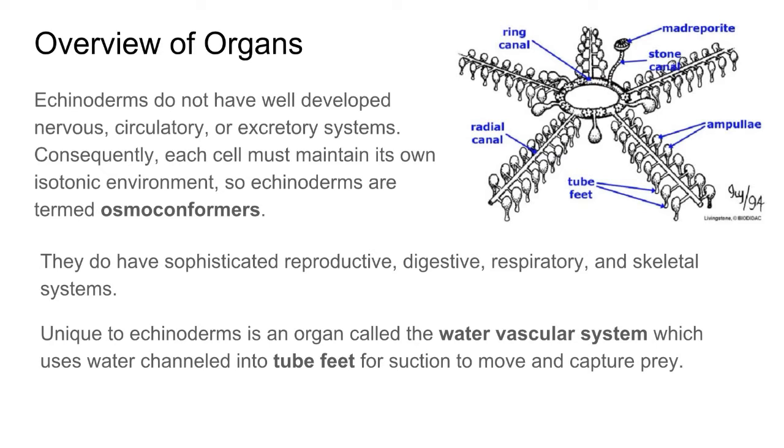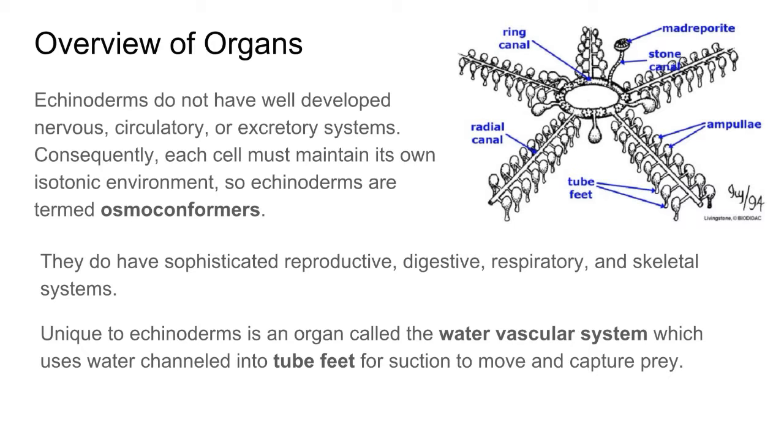And then to give an overview of the organs that we see in echinoderms, the first thing we're going to make a note of is the fact that they don't have a very well-developed circulatory, nervous, or excretory system. And because of this, these cells in echinoderms have to work hard to maintain their own isotonic environment. Isotonic refers to the concentration of a particular solute, and the consequences of not maintaining an isotonic environment would be having a cell shrivel or burst. So if you took a red blood cell, for instance, and stuck that in fresh water, because that's a hypotonic environment, the water will go into the cell and it will burst, and that's bad.